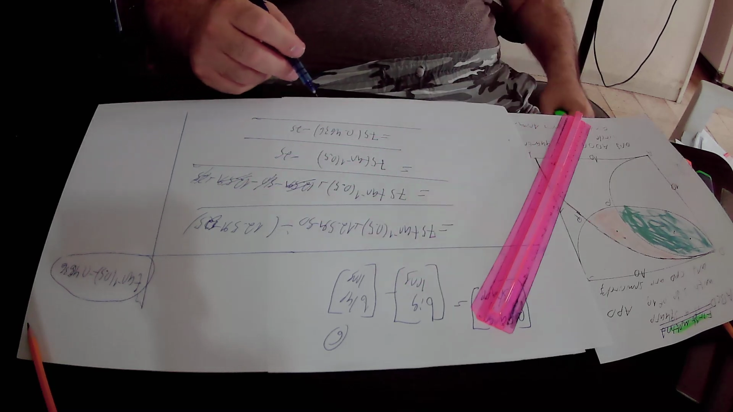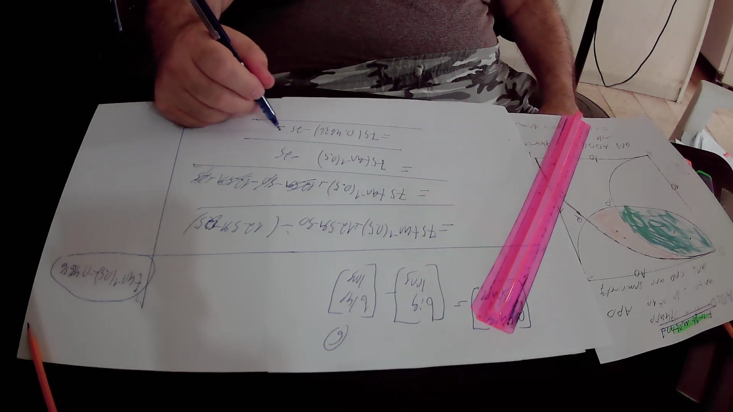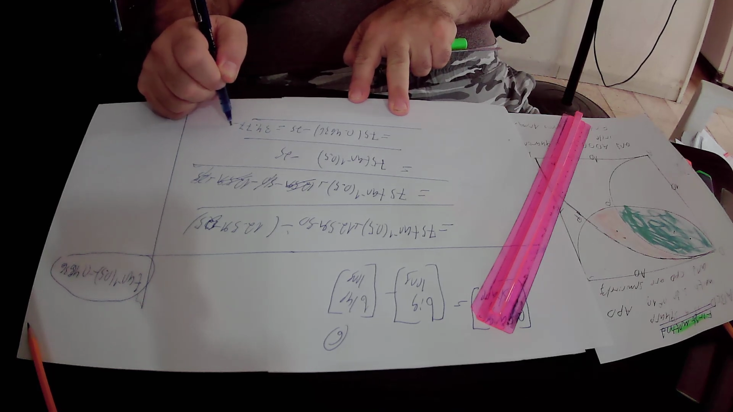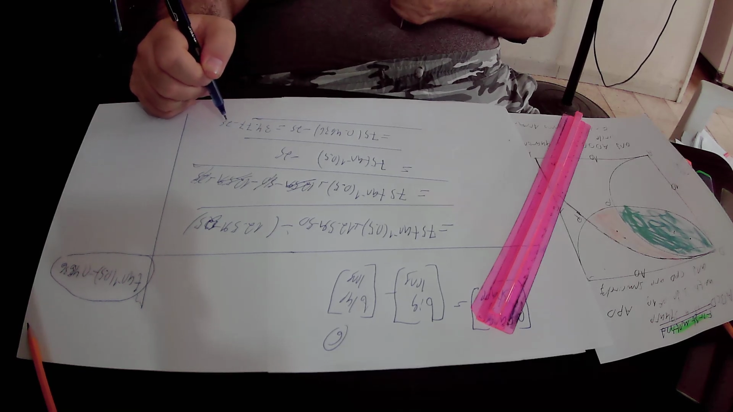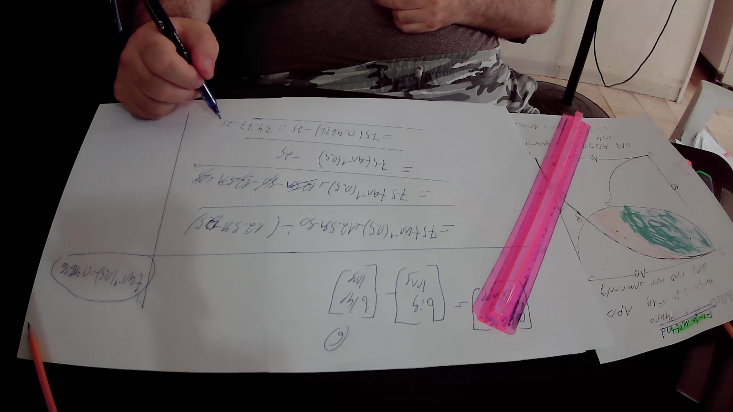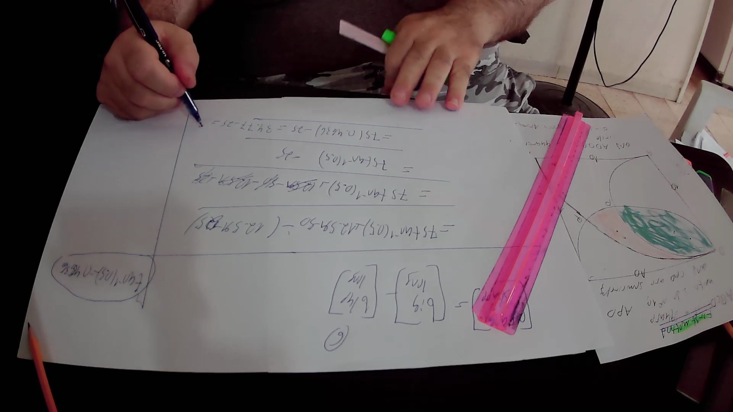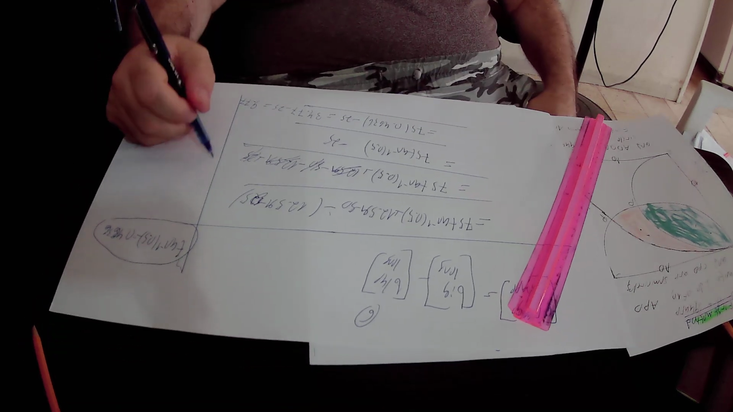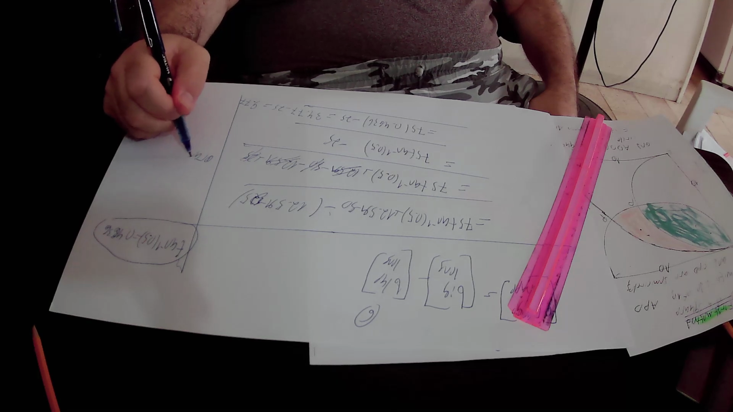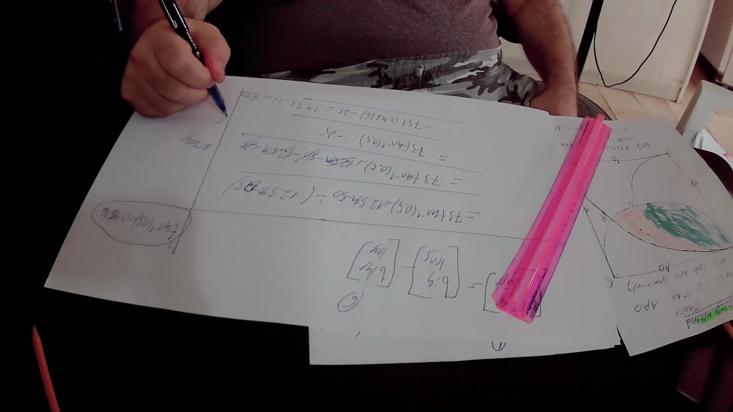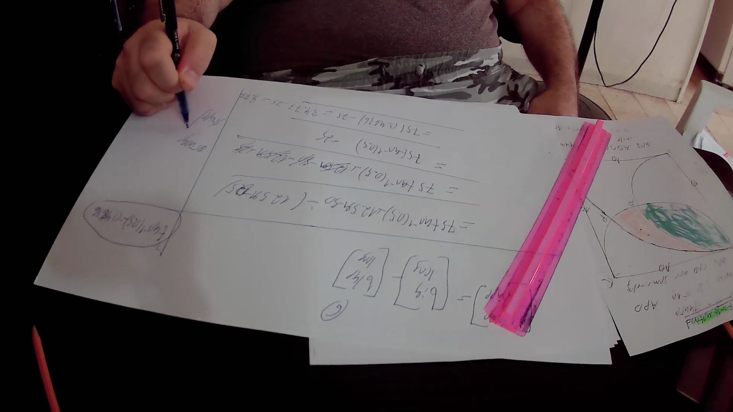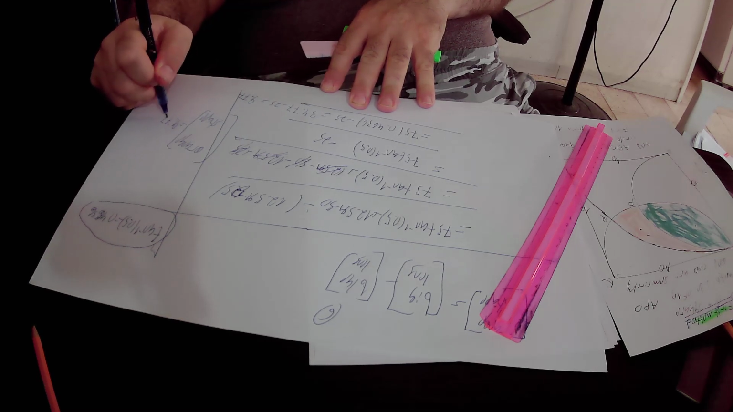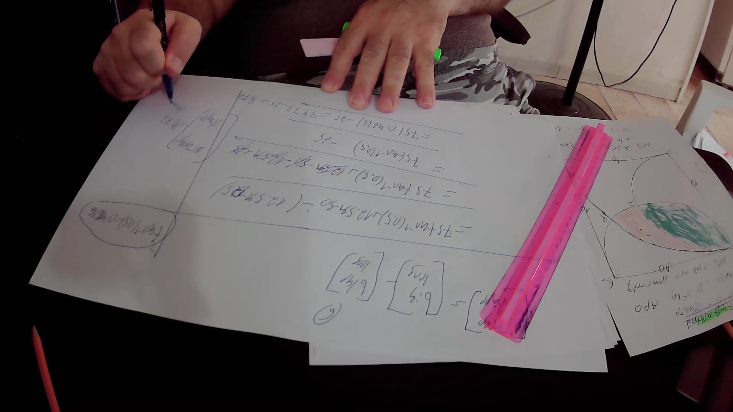Here 75 times 0.4636 is 34.77 minus 25, and 34.77 minus 25 is 9.77. So we actually found out that the area of the orange shape that we are looking for equals 9.77 square units.